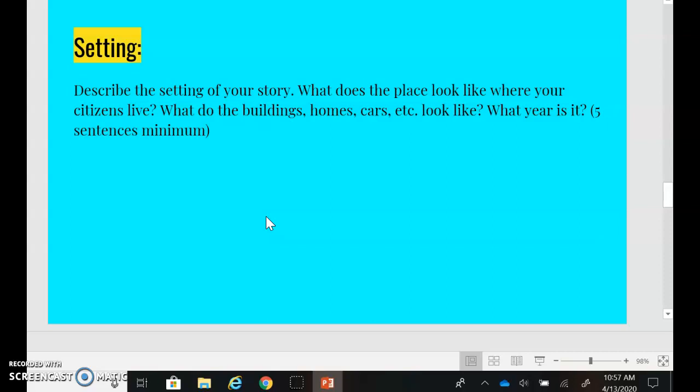So make sure that if you're setting your story in the past, you look up some information about what exactly was going on during that time, to make sure that you're not putting cars back in 1786 when they hadn't existed yet. So just keep that in mind when you're thinking about what you're going to put for your setting.